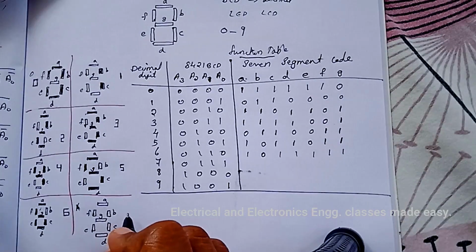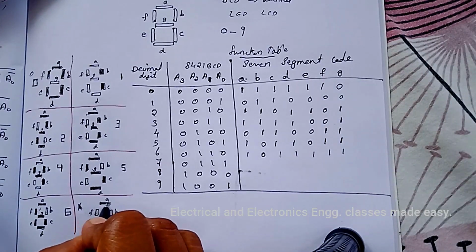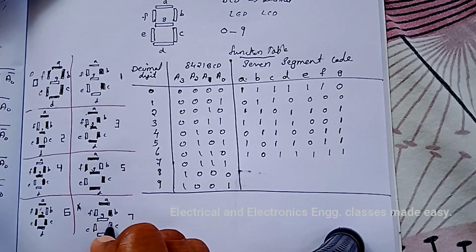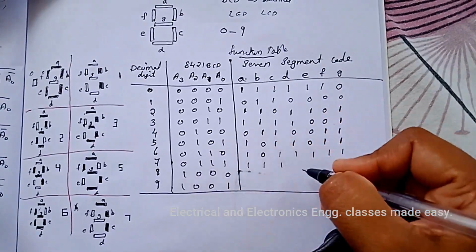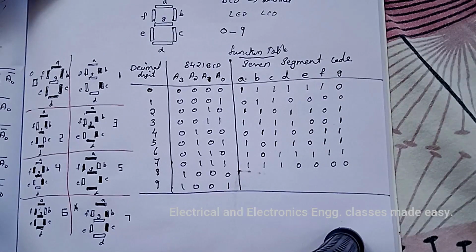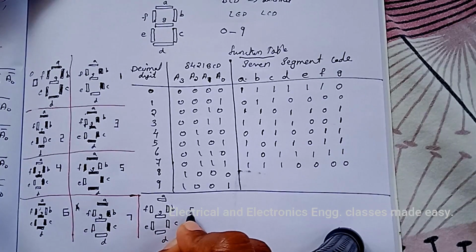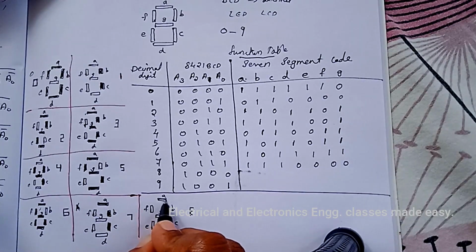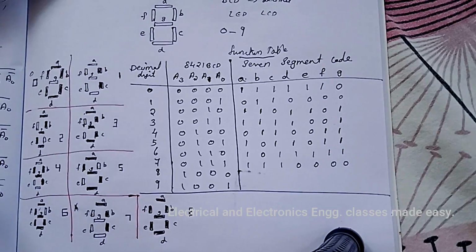Next is number 7. 7 will be displaying like this. So the segments A, B and C will be displaying. A, B and C at logic 1, D, E, F, G are at logic 0. Next is number 8 and 8 will be displaying like this. That is, all the segments will be displaying. So all the segments will be at logic 1 for the number 8.